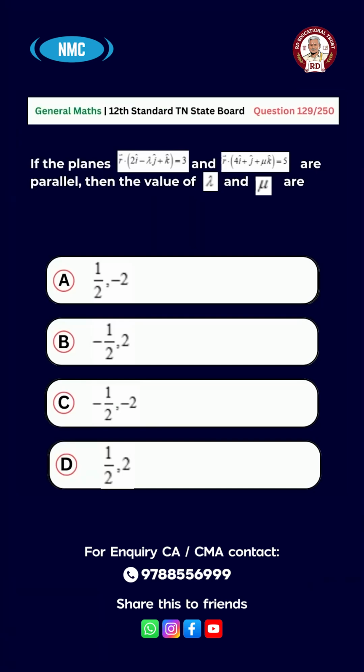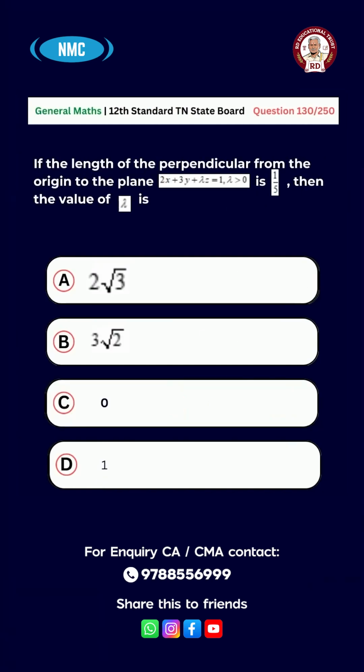Question number 129. If the planes r vector dot 2i cap minus lambda j cap plus k cap equal to 3 and r vector dot 4i cap plus j cap minus mu k cap equal to 5 are parallel, then the values of lambda and mu are option A 1 by 2, minus 2, option B minus 1 by 2, 2, option C minus 1 by 2, minus 2, option D 1 by 2, 2. The correct option is option C minus 1 by 2, minus 2.